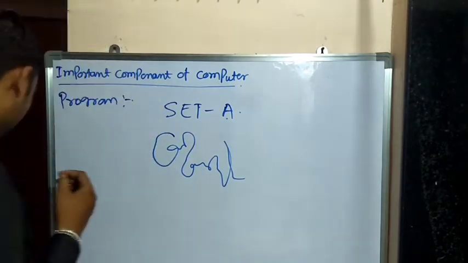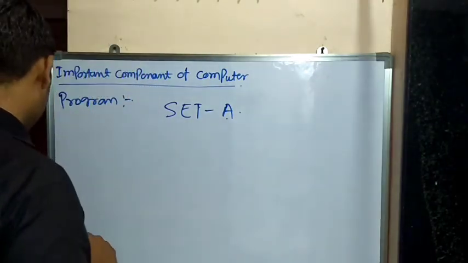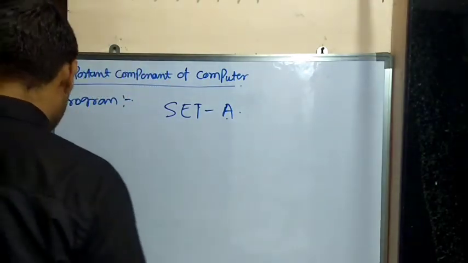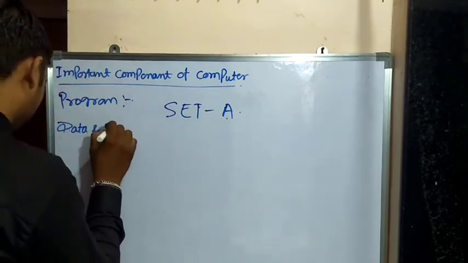So see this, whatever command you give to the computer, and the computer operates like that, it is known as a program. Next is data and information. Data and information.